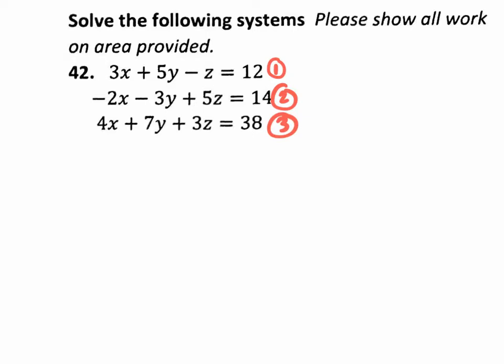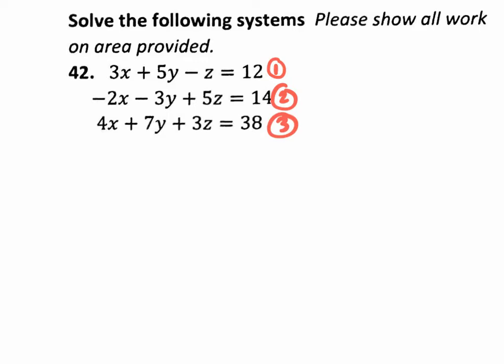So what would you guys say is easiest to cancel? X's, 3, 2, 4, Y's, 5, 3, 7, or Z's, 1, 5, 3. I would go with Z's because I could easily change this one to a negative 5 and I could change this one to a negative 3 easily, right? So let's go with Z's. Let's cancel out Z's. So what would you do to cancel out Z's?